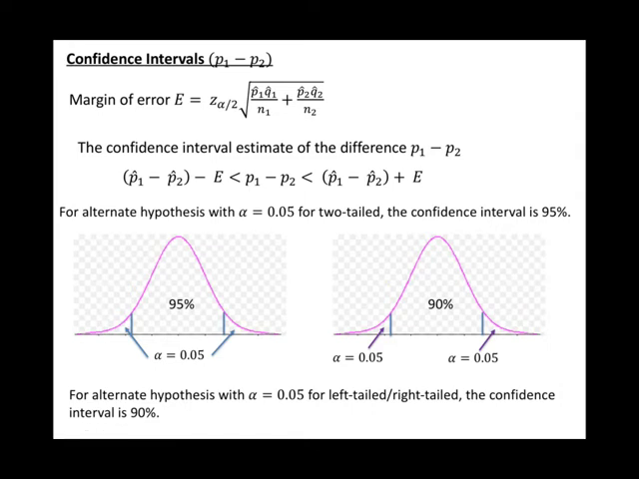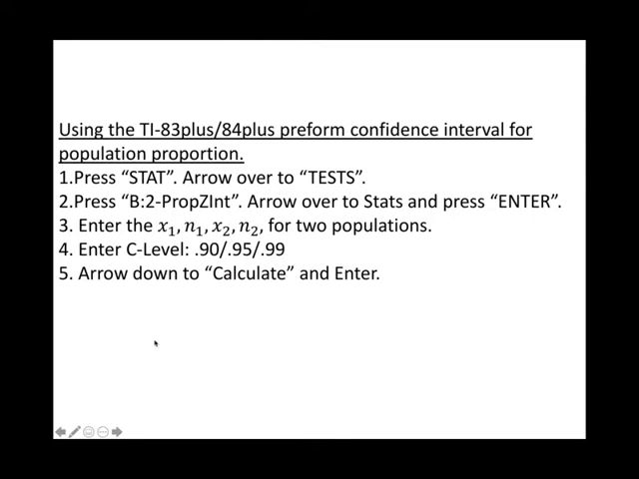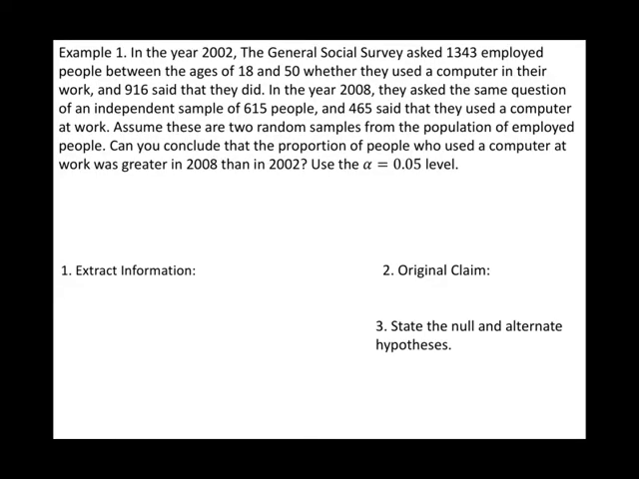Okay, now let's try example 1. We'll be working on hypothesis testing and confidence interval. This is the step for how you use your calculator to find the confidence interval for the population proportion. Example 1. In the year 2002, the General Social Survey asked 1343 employed people between the ages of 18 and 50 whether they use a computer in their work, and 916 said that they did.